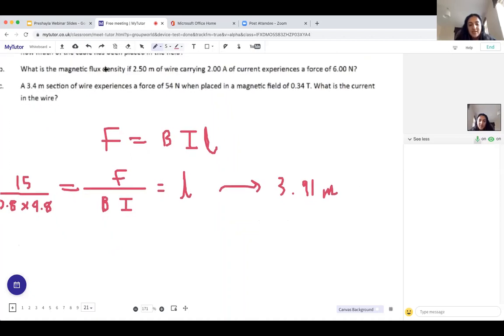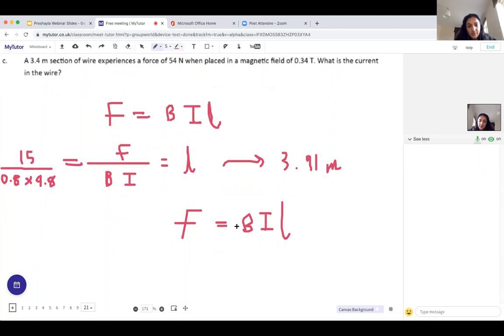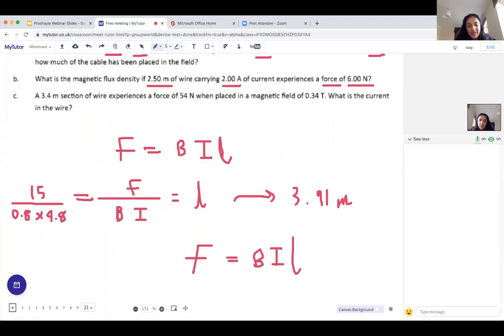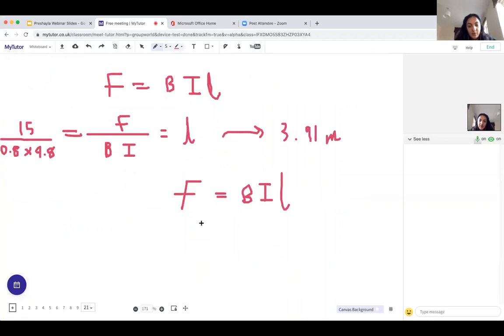What is the magnetic field flux density if 2.5 meters of wire carrying 2 amps of current experiences a force of 6 newtons? Underlined all our important information. Now we're going to write out the equation that we need to use. So the equation that we need to use is F equals BIL. Then we need to rearrange our equation for what we're trying to find. So we're trying to find the magnetic flux density. So let's rearrange our equation to that. We do F divided by IL equals B.